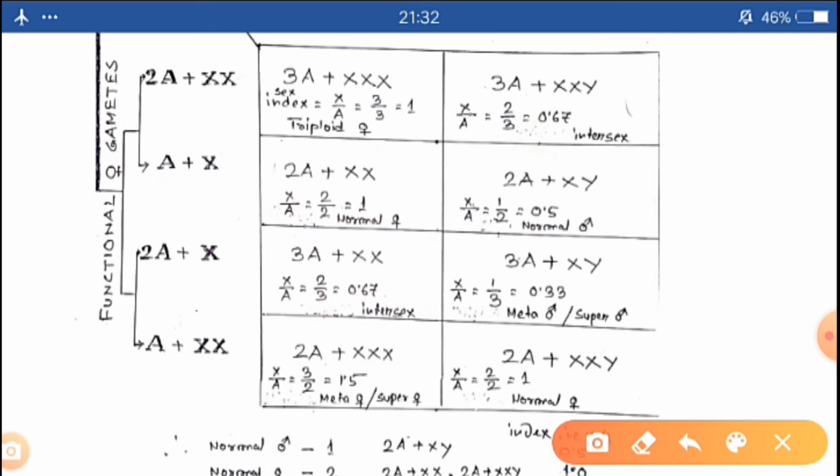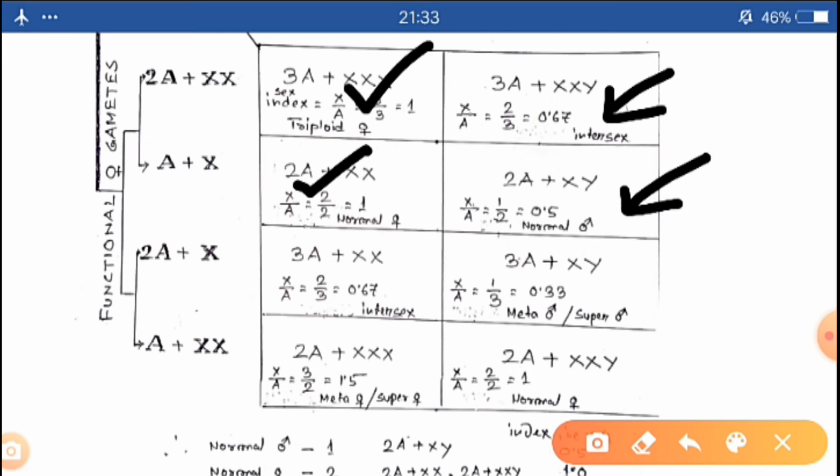Here the index is 1, so it is triploid female. Then here the index is 0.67, so it will be intersex. In the third block, the index is 1, that is normal female. In the fourth block, the index is 0.5, normal male. In this block, the index is 0.67, again intersex. In this block, the index is 0.33, super male or meta male.